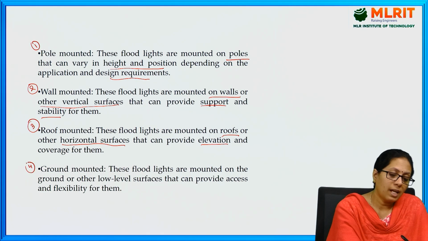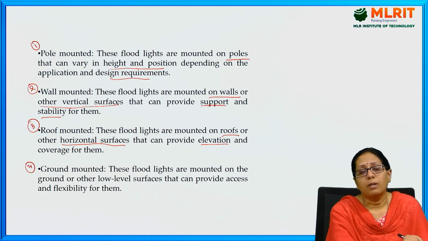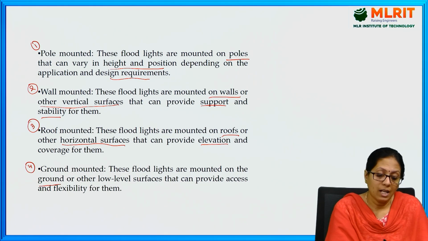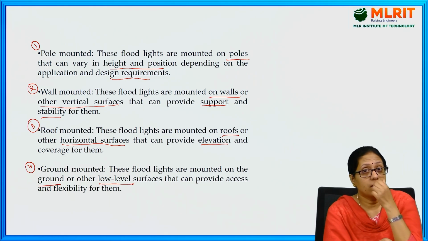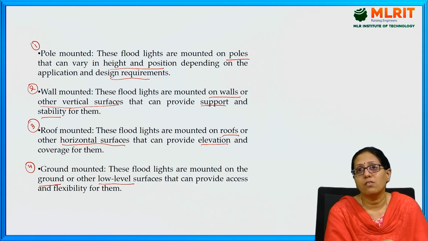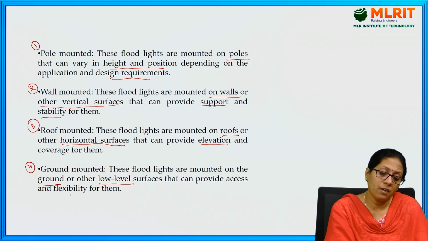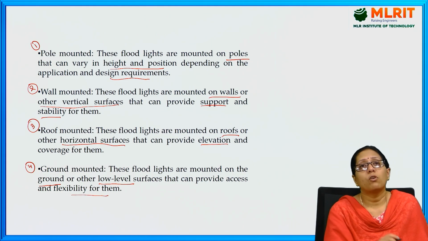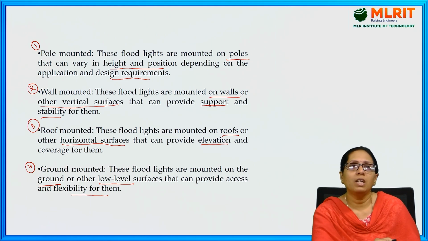The fourth type is ground mounted. These floodlights are mounted on the ground or other low level surfaces. They are mounted on the ground or other low level surfaces that can provide access and flexibility for them. So these are the 4 types of classification based on the mounting.